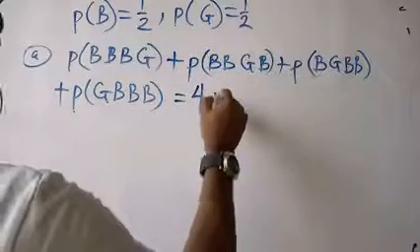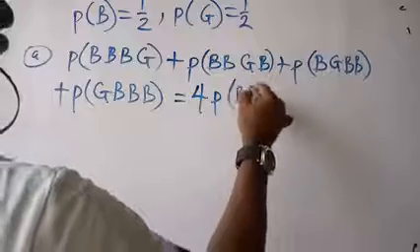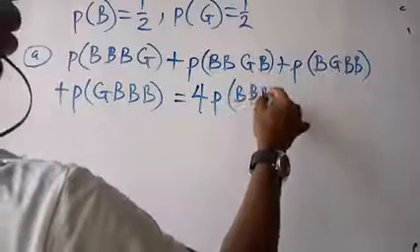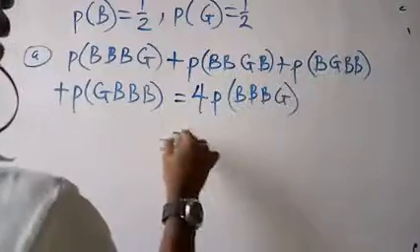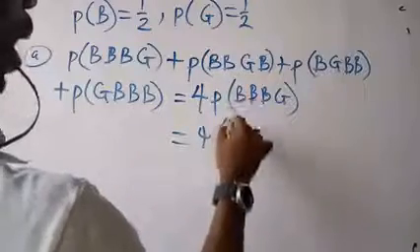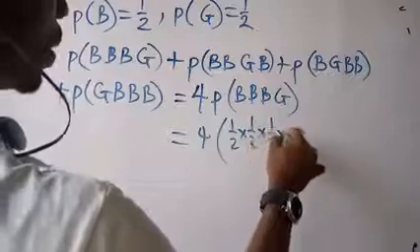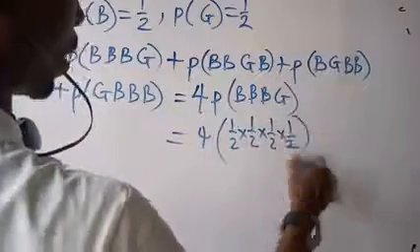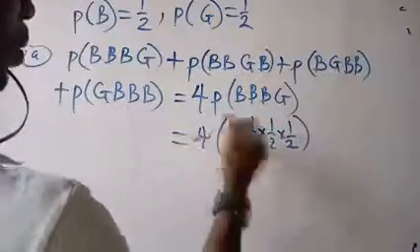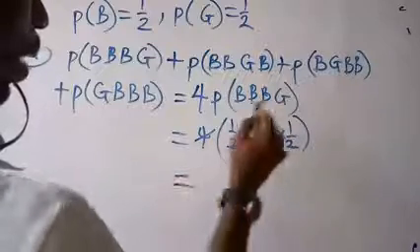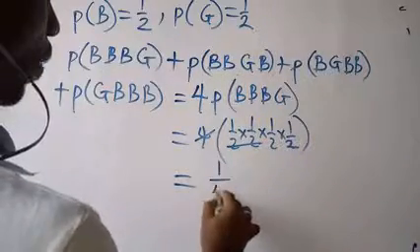4 into probability of boy, boy, boy, girl. And that will give you 4 into half times half times half times half. And this, we cancel this. So I end up having 1/4.